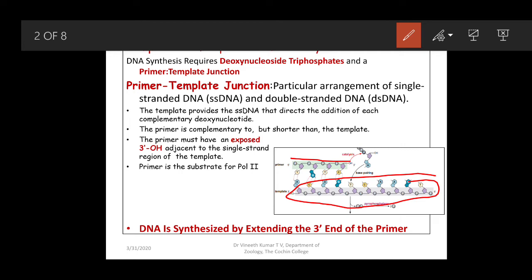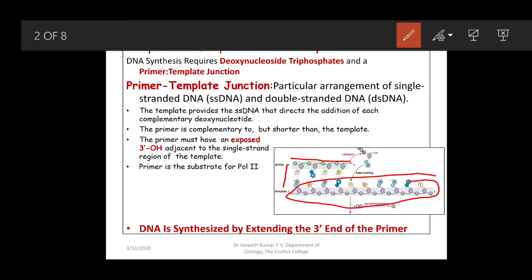So here you can see a junction. A junction here means a junction between the template and the primer, where you can see a double-stranded region and a single-stranded region. The double-stranded region is the region where the primer is complementary, or the primer has already formed hydrogen bonds with the complementary bases, and the rest of the region is single-stranded DNA. So a primer template junction is a single-stranded double-stranded junction, and this is the region which provides the starting point for DNA replication.